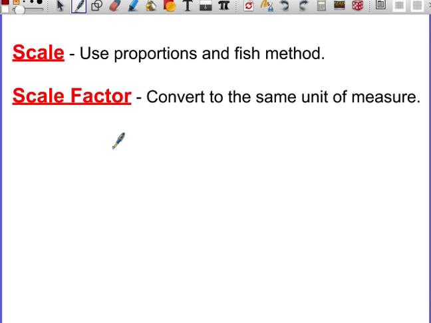Recap here real quick. Scale, use proportions in the fish method. Scale factor, convert to the same unit of measure. So on this one, you're going to use an equal sign, and on this one, you're going to use 2 ratios, and you're going to multiply in between. Okay?